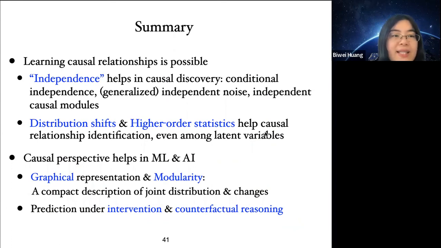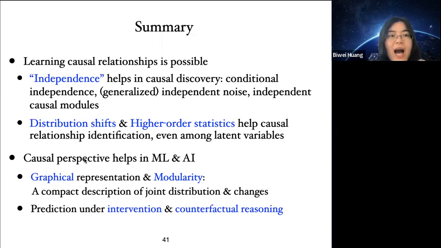Finally, let me summarize several key points in this talk. So we have seen that with appropriate constraints, we can find causal relationships from observational data. Particularly, we find that different types of independence help in causal discovery, including conditional independence, generalized independent noise, and the independent causal modules. Moreover, we find that distribution shifts and the higher order statistics help for causal structure identification, even for those among the latent variables.